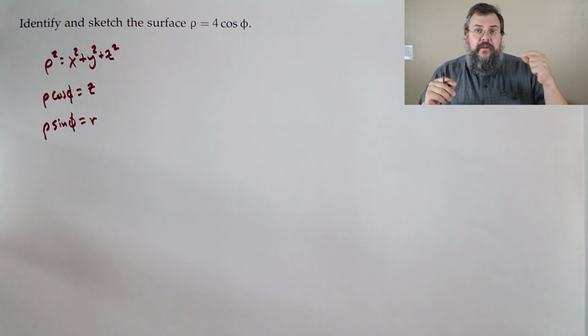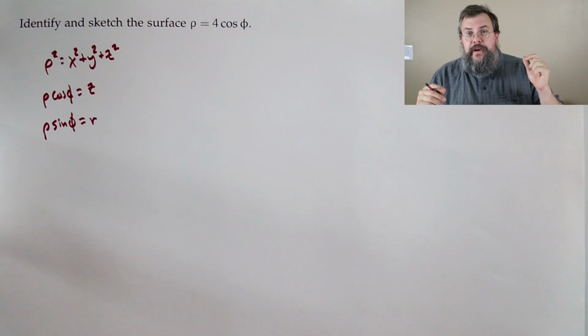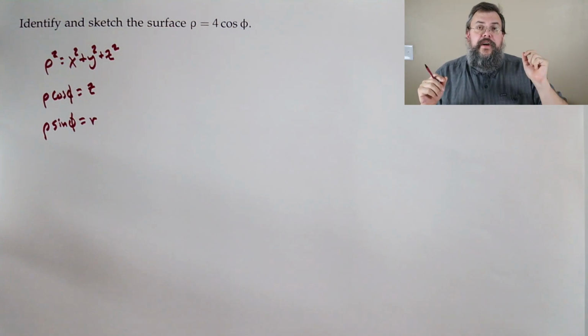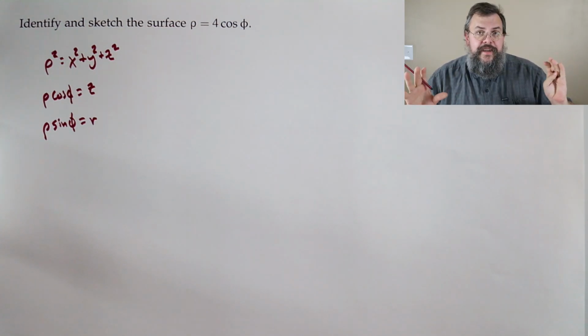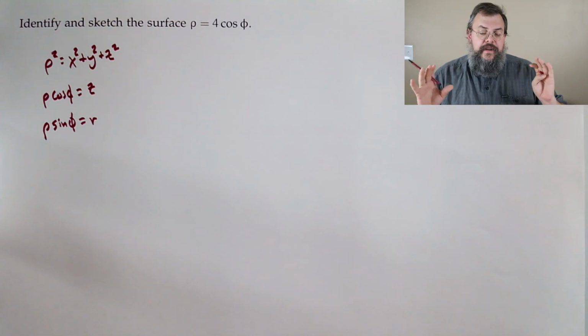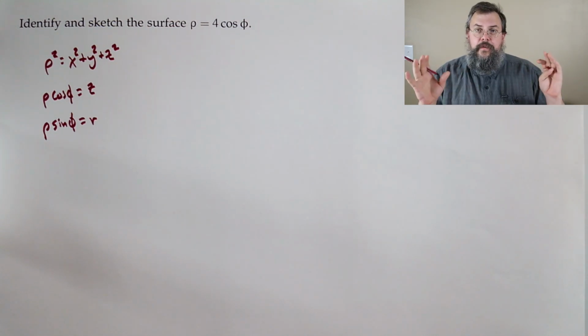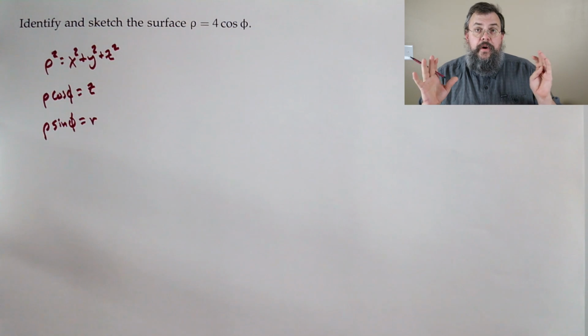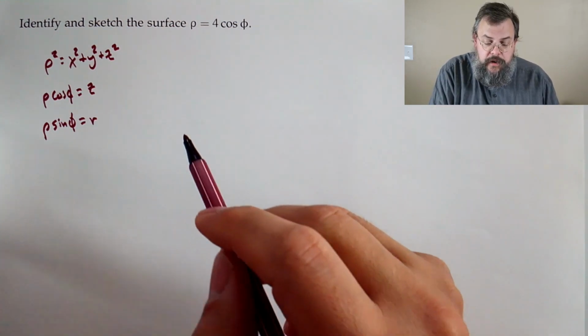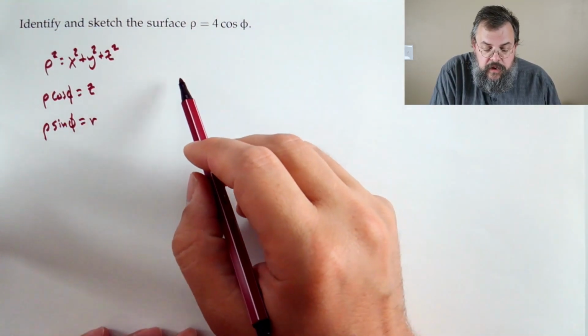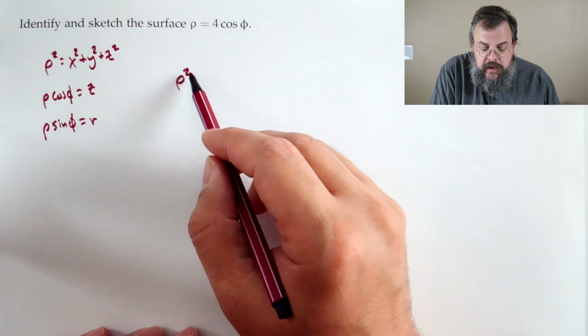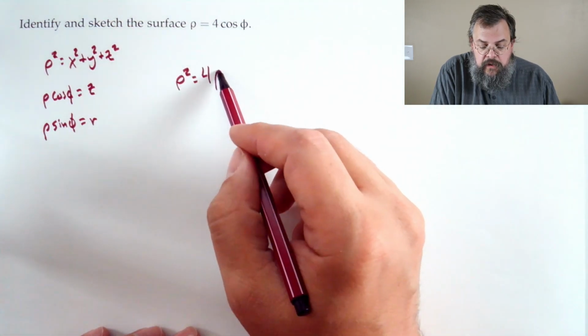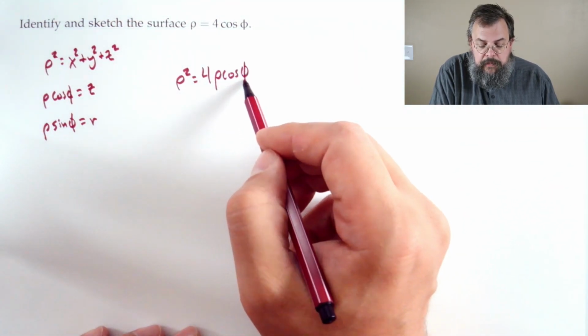Now, there is a small technicality about what about rho equals 0, and my advice to you is don't worry about the small technicality. It's so small and unimportant that it never will come into play. So multiplying both sides by rho will lead us to rho squared equals 4 rho cosine phi.